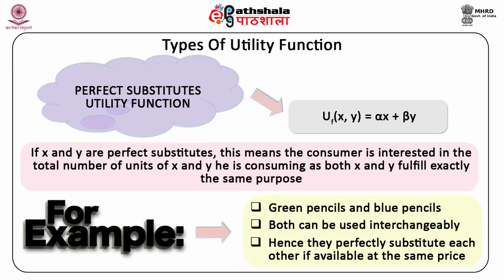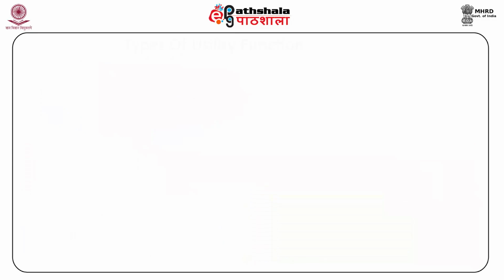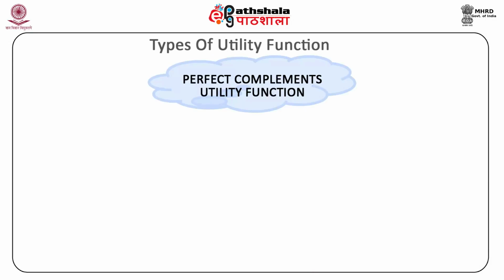Moreover, a monotonic transformation of u(x, y) will also represent perfect substitutes. The fourth type of utility function is the perfect complements utility function.